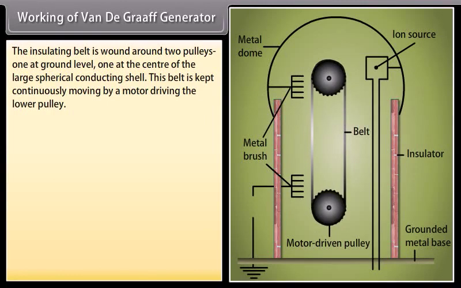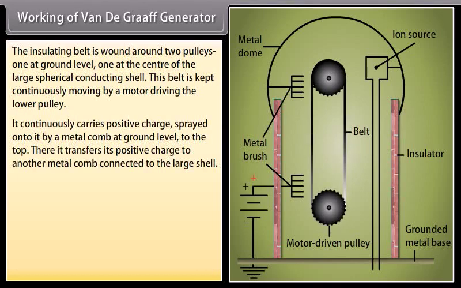Working of Van de Graaff generator. The insulating belt is wound around two pulleys, one at ground level, one at the center of the large spherical conducting shell. This belt is kept continuously moving by a motor driving the lower pulley.